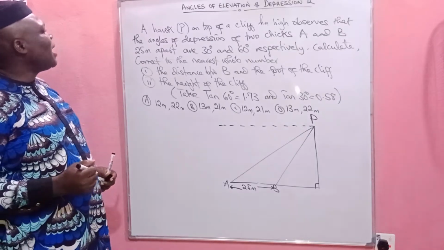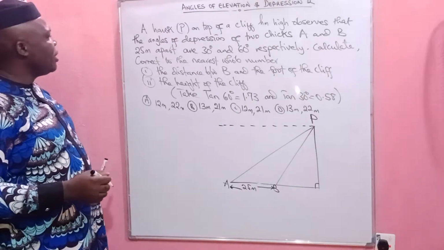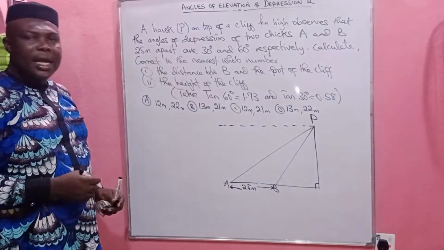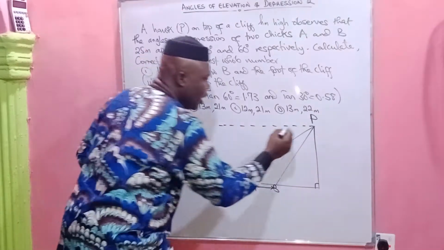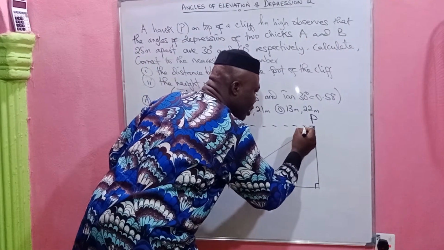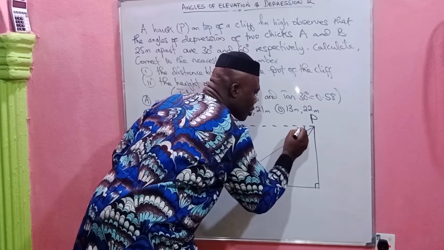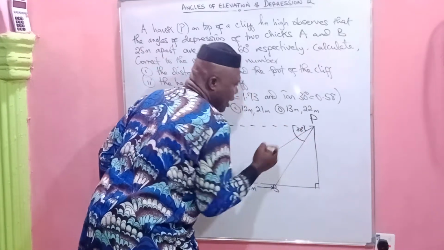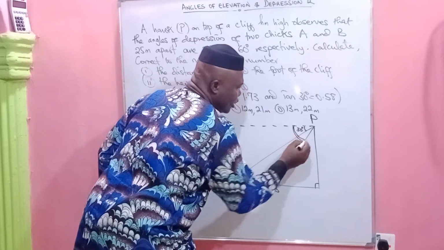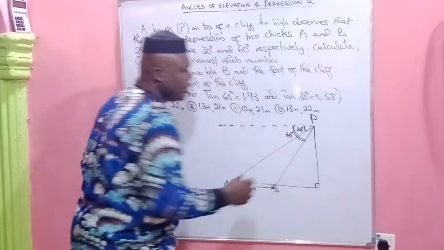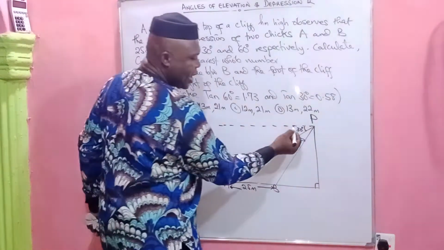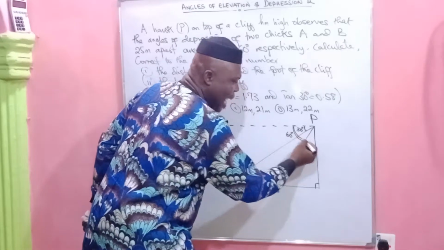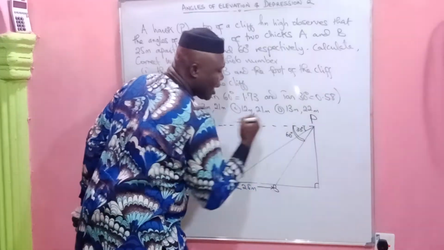And now the hawk observes that the angles of depression of two chicks A and B, 25 meters apart, are 30 degrees and 60 degrees. Don't forget, from here to here is 30 degrees. But from that horizontal level to down here, of course, the angle is bigger, so that will be 60 degrees. Those are the two angles. Here is 30 degrees on the first line, and on the second line the angle is bigger, and that's why you have 60 degrees.